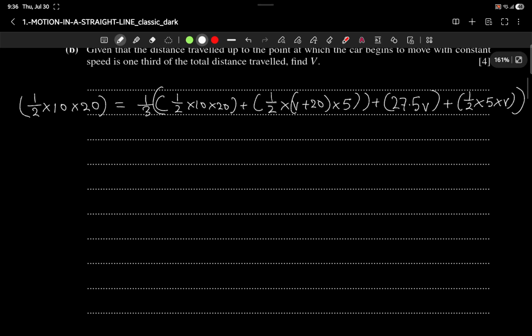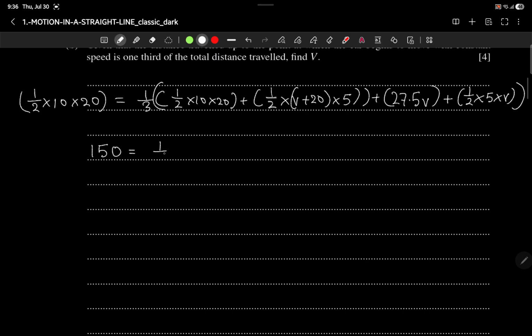So half into 20, we get 150. Half into 20 into this. Half into 10 into 20, 100. So 1/3 over this 100 plus half into 5/2 v plus 20 plus 27.5 v plus 5/2 v.